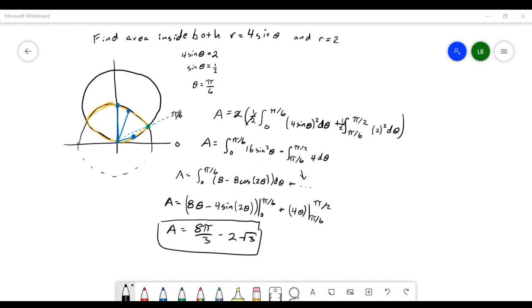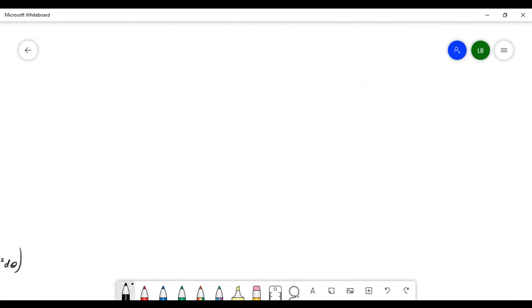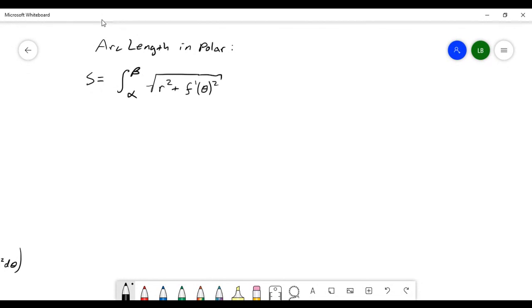All right, there's just one thing I would like to brush over really quick since we're just about out of time, and that is going to be arc length in polar. But it's really not all that different from all the other arc lengths you've seen. It's just the integral from your starting angle to your ending angle of the square root of r squared plus your derivative squared. And you might also see this written as the integral from your starting angle to your ending angle of the square root of r squared plus dr d theta squared.